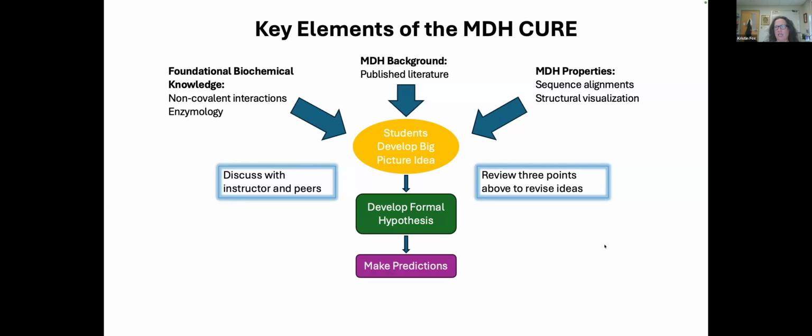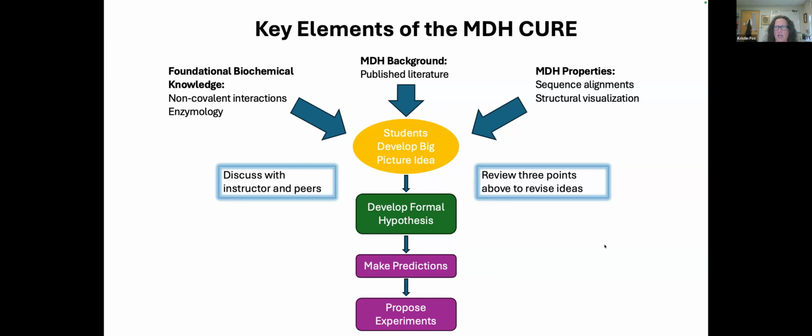A hypothesis could be something like, I think that one of the interactions Jess just talked about is crucial for the binding of the cofactor. Then you could make a prediction: if I change that residue, now the cofactor won't bind as tightly. So students need to get from a big picture idea, we're studying the cofactor binding site, to a hypothesis, this residue is important, to a prediction, changing this residue will reduce binding, for example.